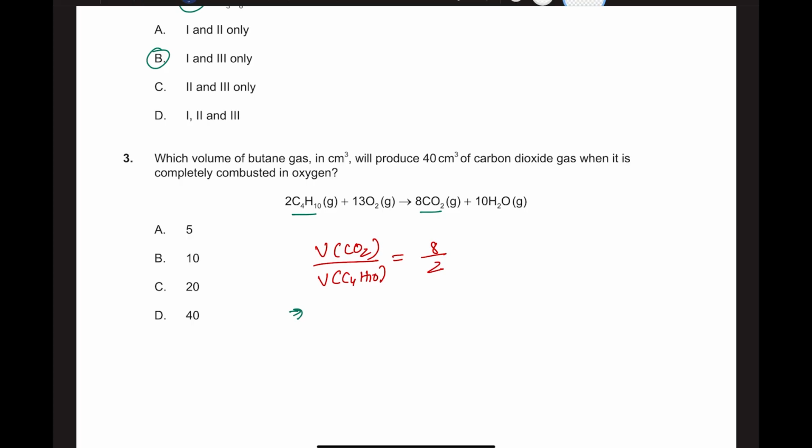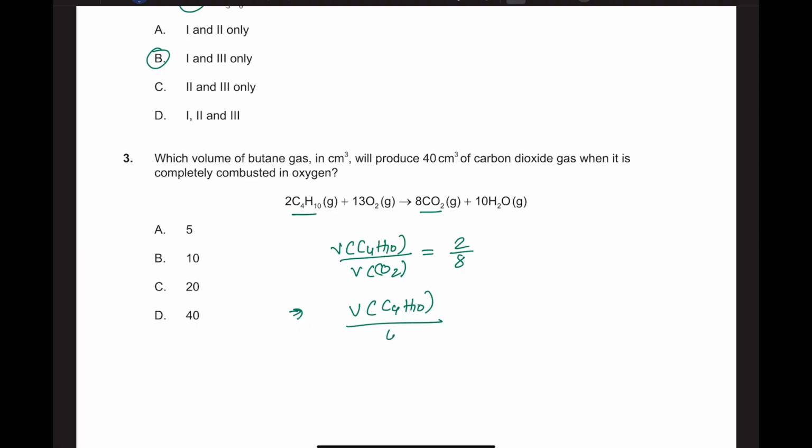It's better if we just take the reciprocal. That will help us with the calculations a bit. V of C4H10 divided by V of CO2 will be 2 over 8. The volume of CO2 is 40. This is 1 over 4. So V of C4H10 will be 40 divided by 4, which is 10. And as the volume of carbon dioxide is in centimeter cube, this volume will also be in centimeter cube, right? So the answer exactly matches option B.